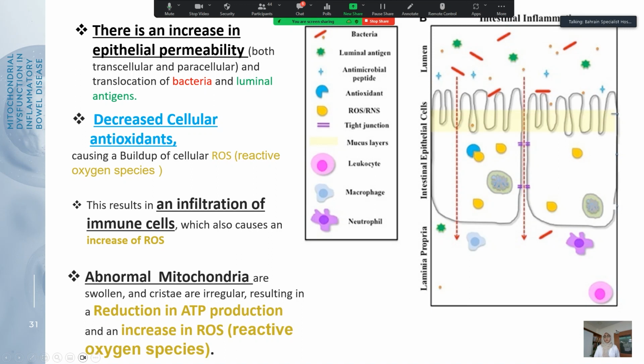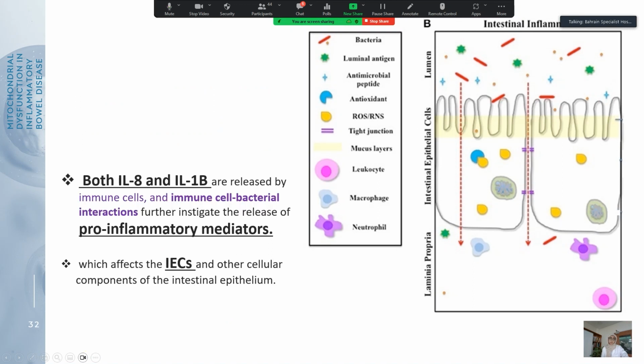So the immune system starts to react with many immune cells. It will start not only damaging the antigen, it will also damage the epithelial cells. The mitochondria here have genetic defects and mutations, so they are not healthy, reducing ATP production and also increasing the reactive oxygen species, which cause oxidations. The main immune mediators released are interleukin 8 and interleukin 1b, which also flare up more pro-inflammatory mediators.